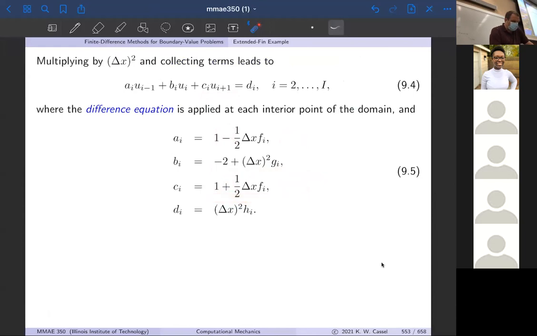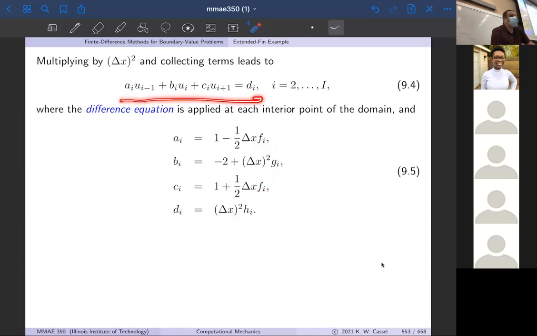Then the right-hand side, d. So that's all the stuff that's known. That's delta x squared h_i. Now, in our particular situation, h_i is 0. And I know f_i and g_i, but we're just using them generically for now. We'll put those in later on. Okay, does everybody follow what we're doing? Pretty straightforward, just a little bit of algebra. This is our difference equation.